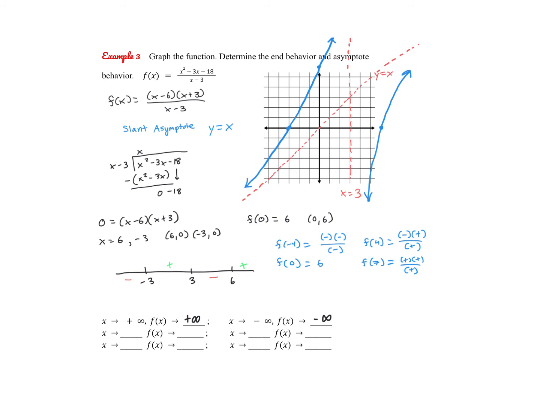And then here we just have one vertical asymptote. So we're going to do as x approaches 3 from the left and from the right. So from the left, our graph is going to approach positive infinity. And then from the right side, our graph is headed down, so it approaches negative infinity. And that's our only asymptote, so we can ignore this last row.